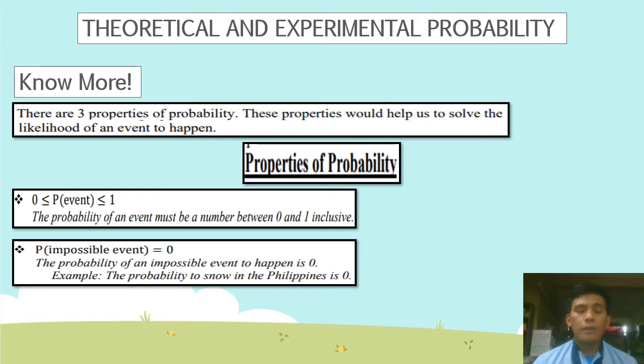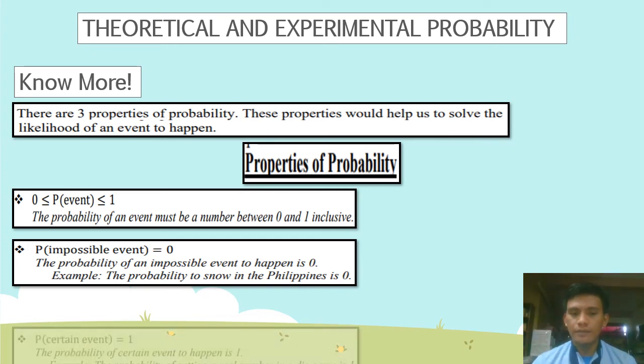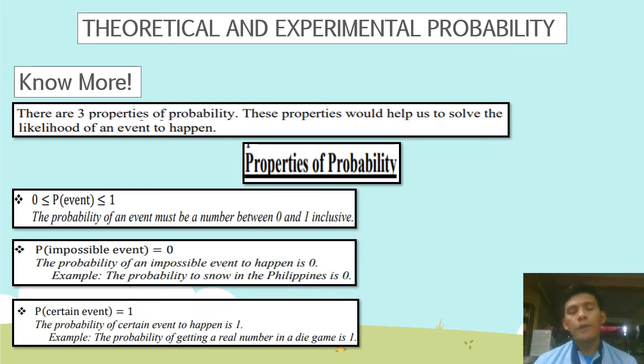Example, the probability to snow in the Philippines is 0 because here in the Philippines we cannot experience snow. That's why the probability is 0. Probability of a certain event will be equal to 1. Example, the probability of getting a real number in a die game is 1. That's why it's equal to 1.